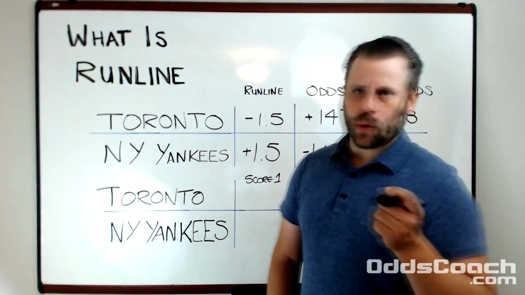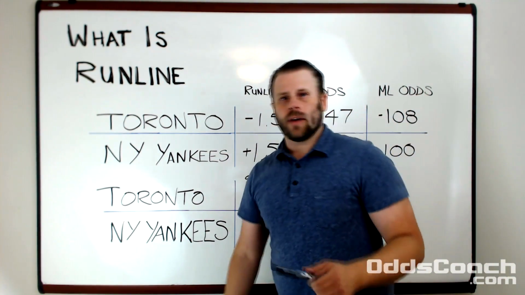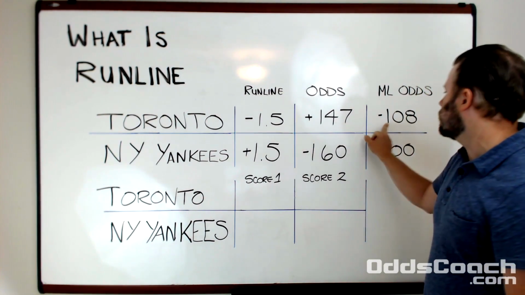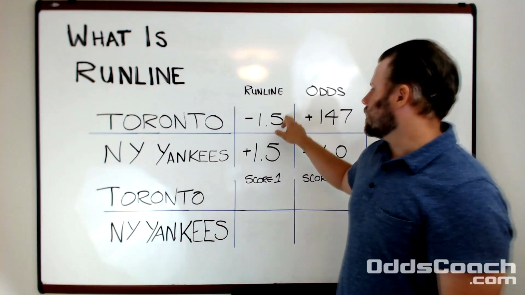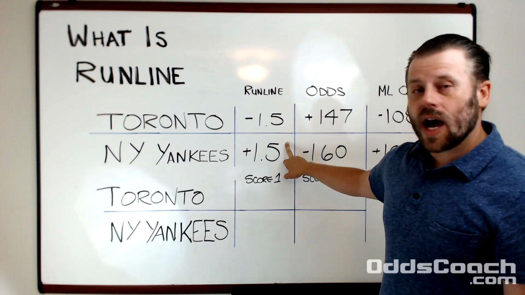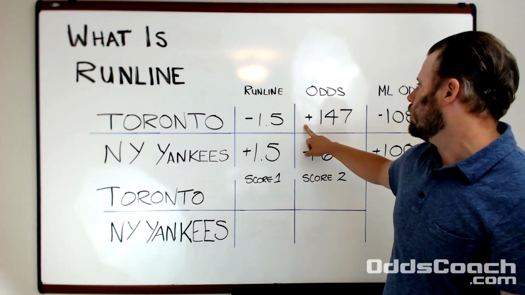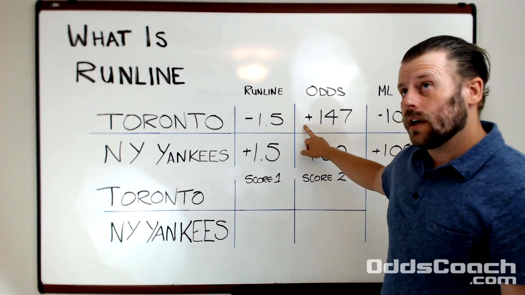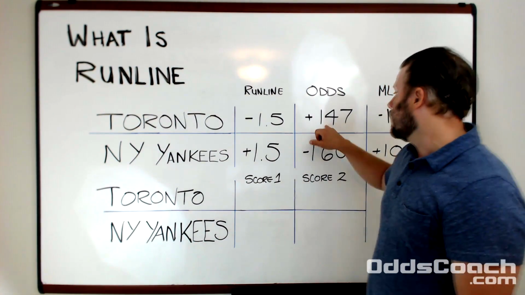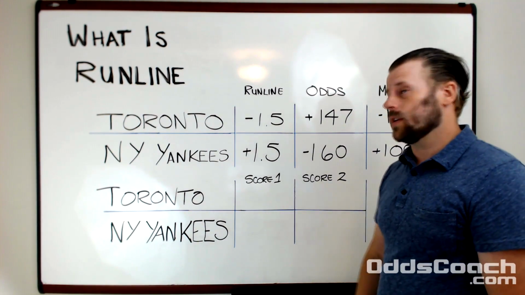Let's take a look at an example really quickly here. What I have is Toronto versus the Yankees. I've included the money line odds here so that you can see that Toronto is the favored team at minus 108. What that means is that the run line is going to be minus 1.5 runs on Toronto, plus 1.5 runs on the Yankees. Now the odds of the minus 1.5 runs on Toronto are plus 147. So you can see you're getting positive odds now that you're willing to subtract those 1.5 runs from the final score. So $100 on Toronto on the run line is going to win you $147.